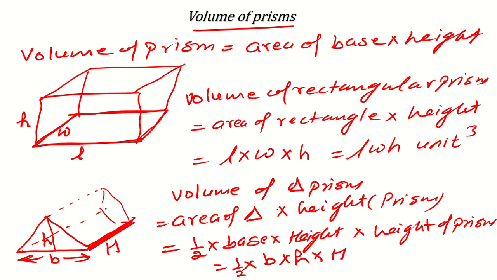I'm sure you can deal with the numerical problems. For example, the volume of the rectangular prism is what? LWH. No doubt, in this formula we have 4 things: 1, 2, 3, 4. Out of these 4 things, they will definitely give you 3 things in the exam.